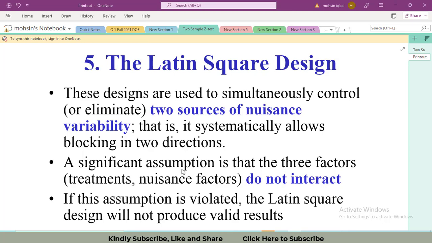A significant assumption of Latin square design is that the three factors involved in the Latin square design do not interact with each other. In further videos, we will study the interaction of factors by using a factorial design technique. If this assumption is violated, that is, if the factors interact with each other, the results produced by the Latin square design will not be valid.